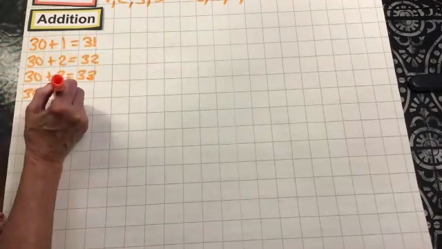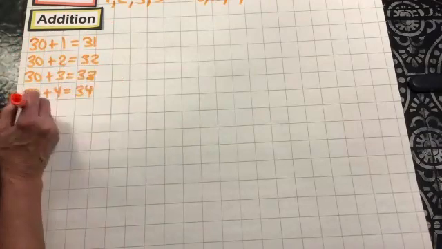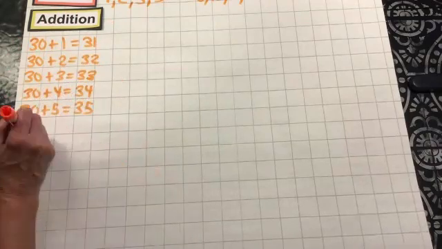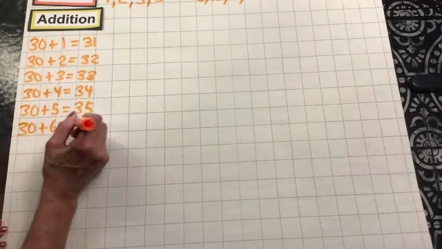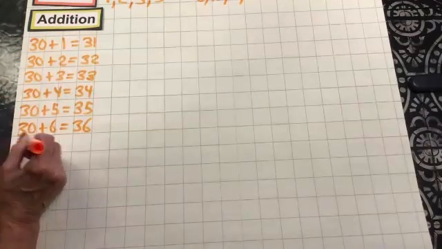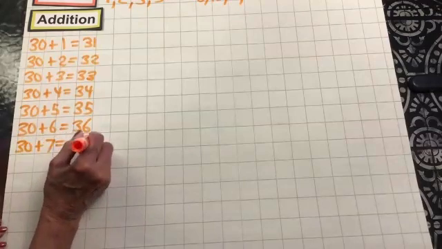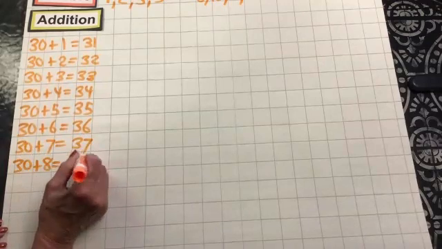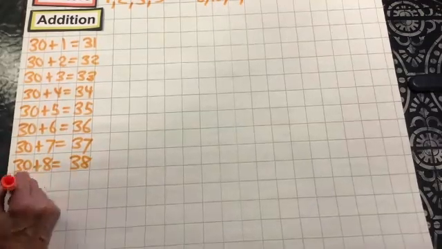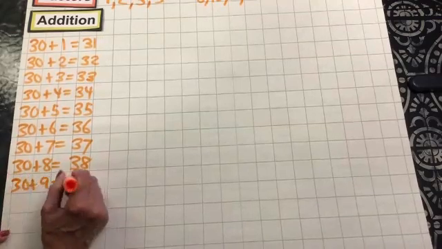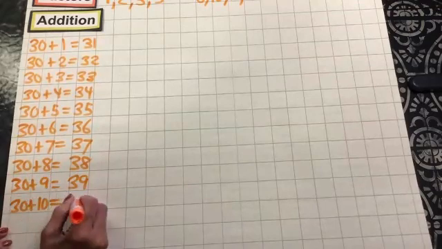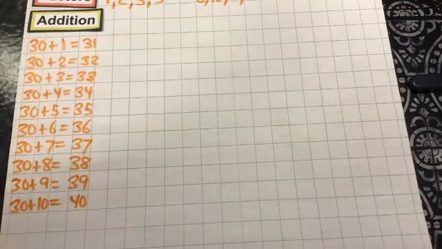30 plus 4 equals 34. 30 plus 5 equals 35. 30 plus 6 equals 36. 30 plus 7 equals 37. 30 plus 8 equals 38. 30 plus 9 equals 39. And 30 plus 10 equals 40. Pretty simple one today. Let's go for subtraction.